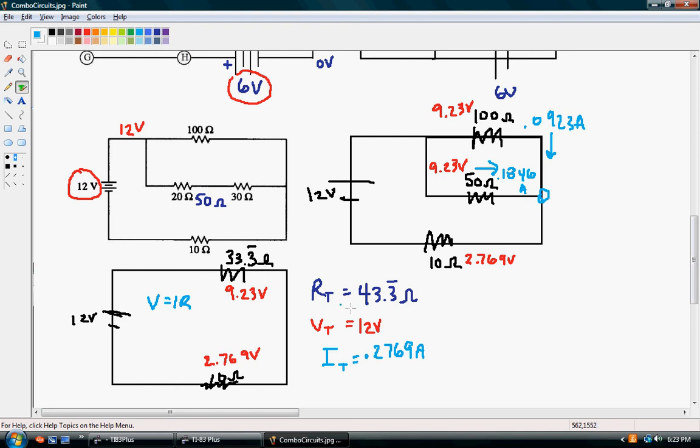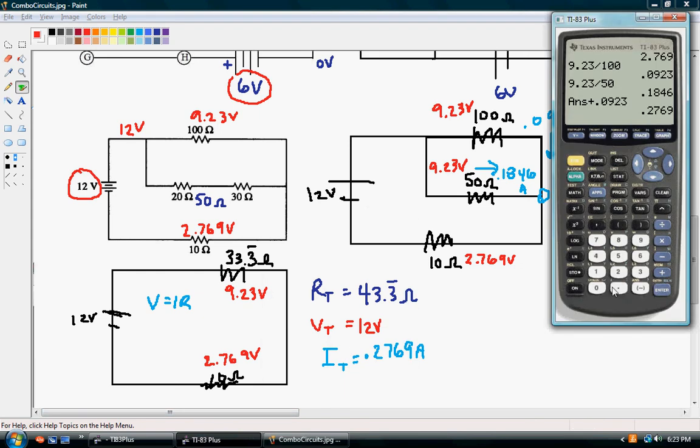Alright, so here we can go a step further and figure out the voltage spent by each resistor. Now, if we back up, we know the 10 ohms uses 2.769 volts. We know the 100 ohms uses 9.23, because that's how much each line got, and this is the only resistor there. Now, since we know these two resistors have a current of 0.1846, the voltage it uses will be the current times each resistor.